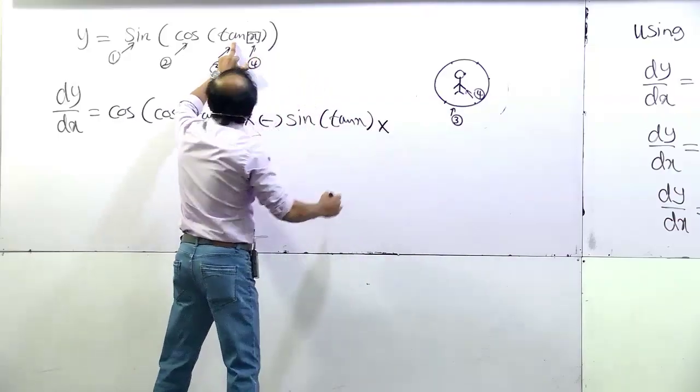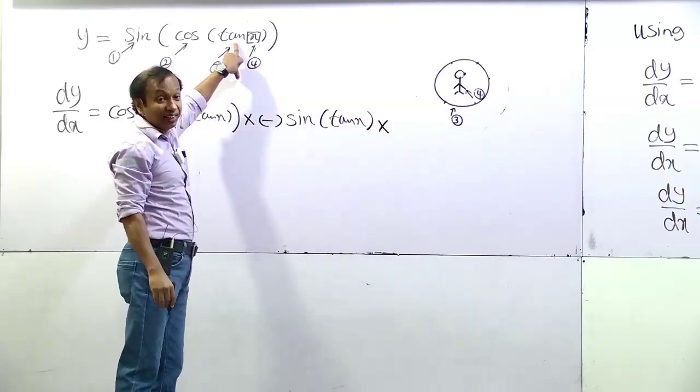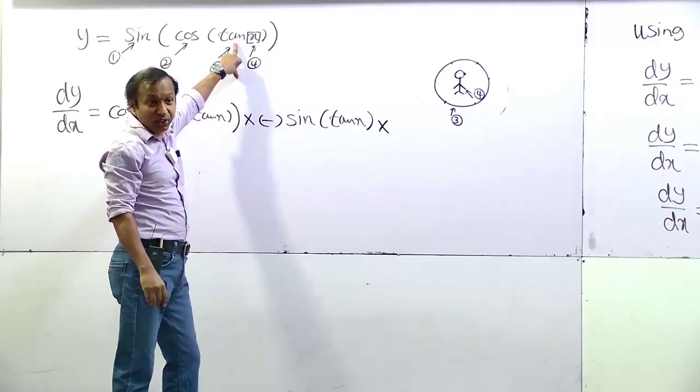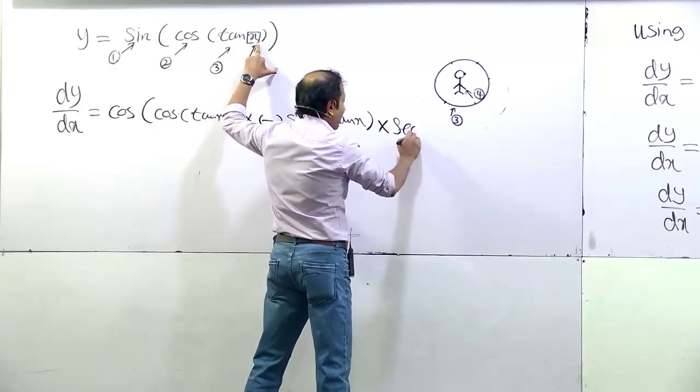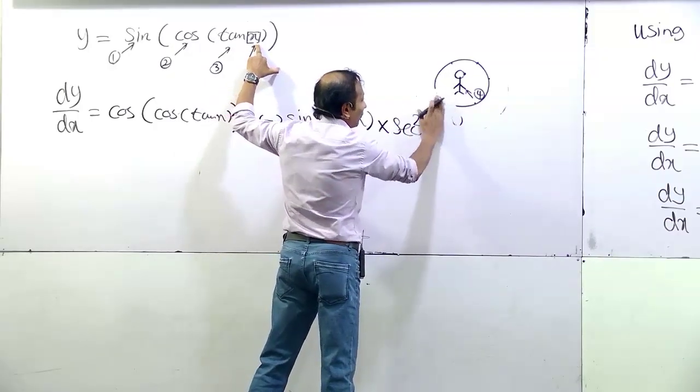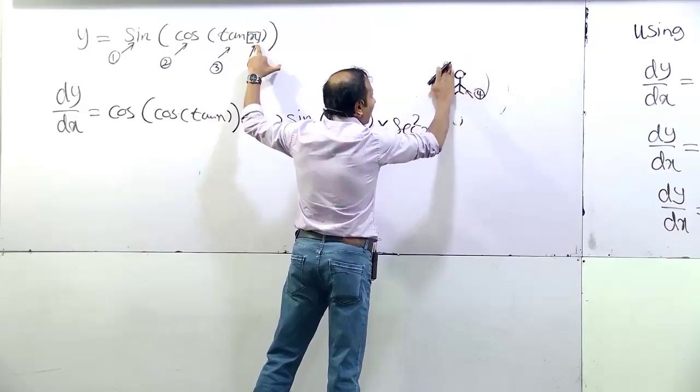Now again multiply. Now tan is available. What will you do with tan? Sec squared x. Right. This also is now okay.